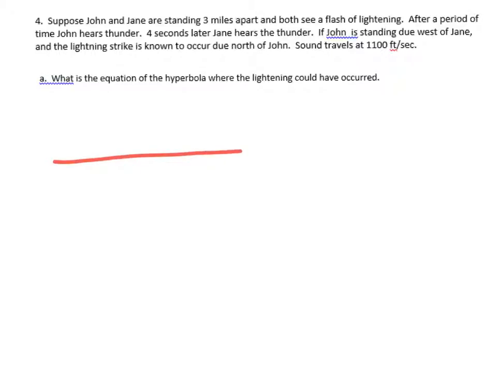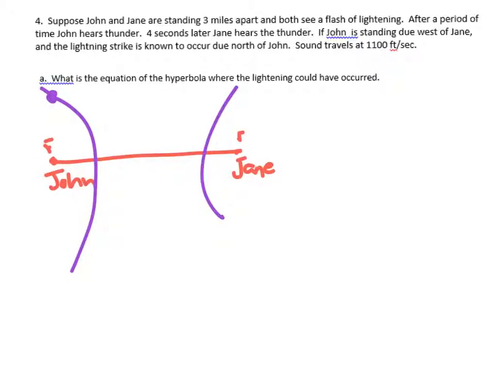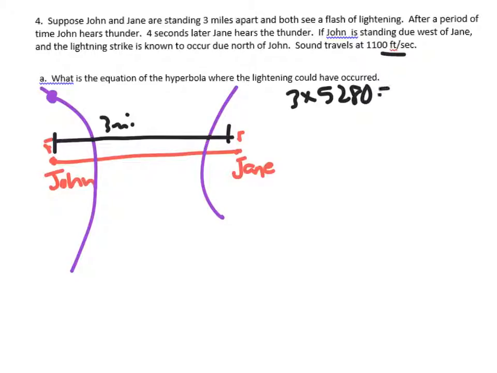So you have 2 people, John and Jane, sitting on the foci, and this is where my lightning occurred. I want to find the equation of the path of where the lightning occurred. The first thing I know is that my distance between the two is 3 miles. I have to convert that to feet because we're doing feet per second, so you have to have the same measurements. If I multiply that, I'm going to get 15,840 feet.